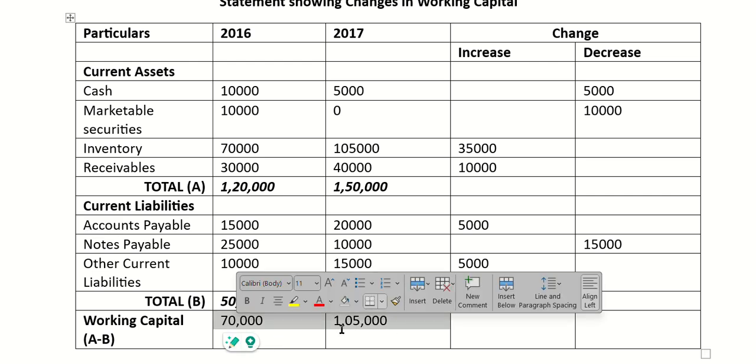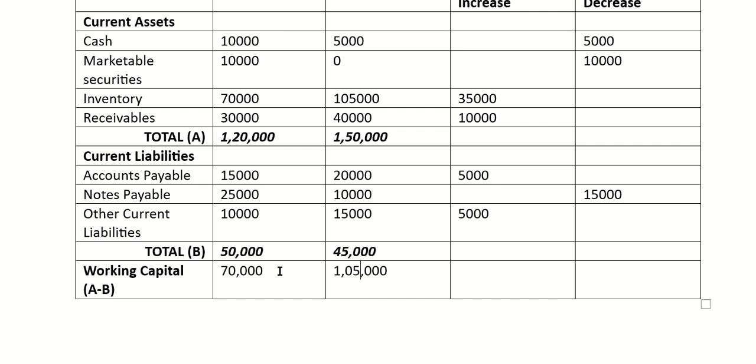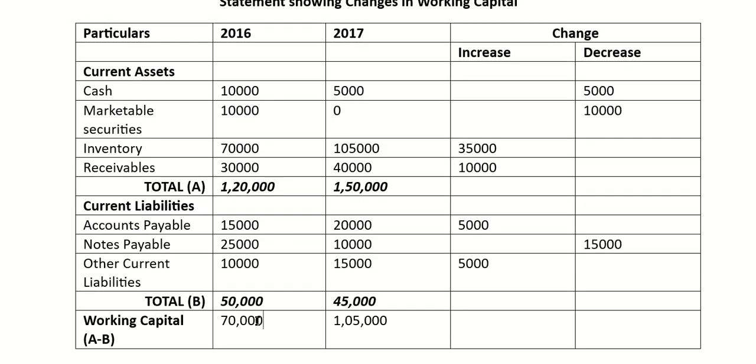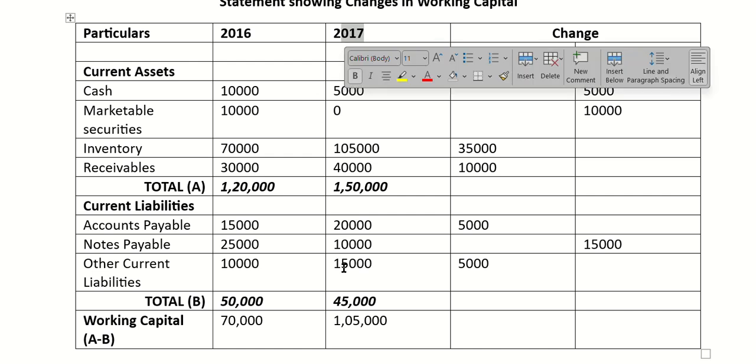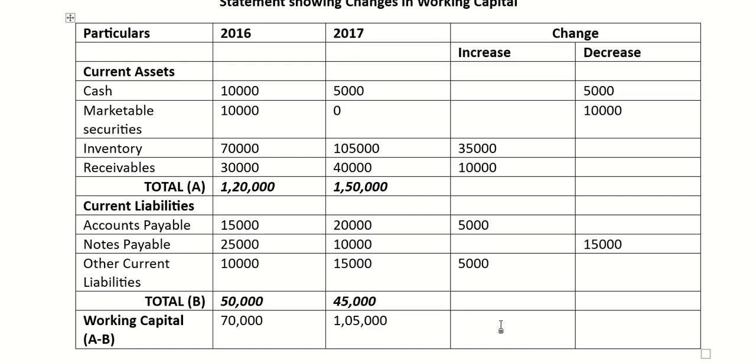Now, once again, we are going to see the change. What change happened to both of these items? Has the working capital increased? Yeah, it is very clear. In 2016, the working capital was just 70,000. What happened in 2017? In 2017, it increased to 1,05,000. That means there happened an increase of 35,000 rupees.